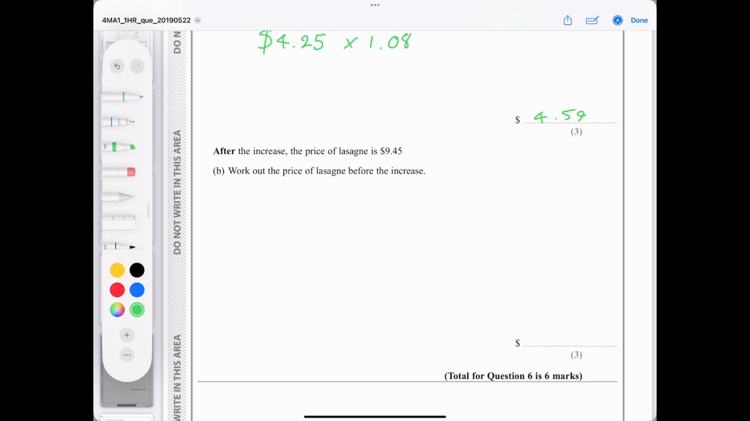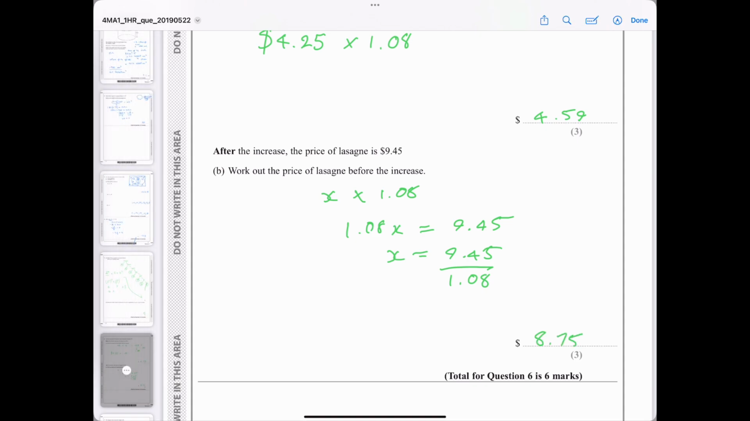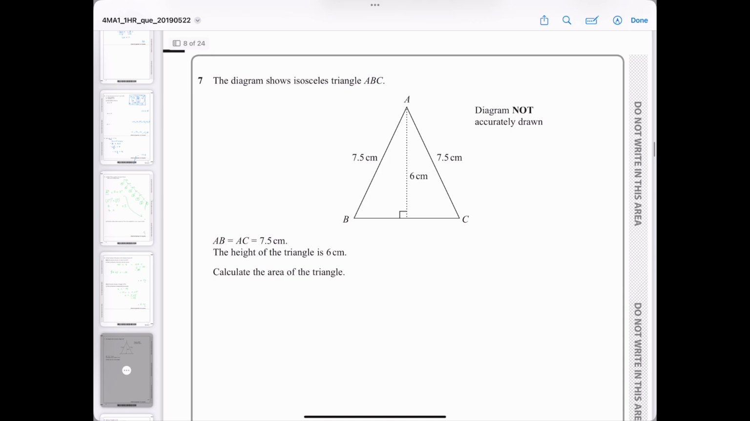So we're using the same thing. We know that lasagna was x before the increase, and we timesed it by 1.08, or 1.08x equals 9.45. So in order to find out what x is, we can just go x equals 9.45 divided by 1.08. And we should find that it's less than 9.45. 9.45 divided by 1.08 equals, so it used to cost $8.75. Right, there we go. Now, that's reverse percentages. People get those wrong a lot.